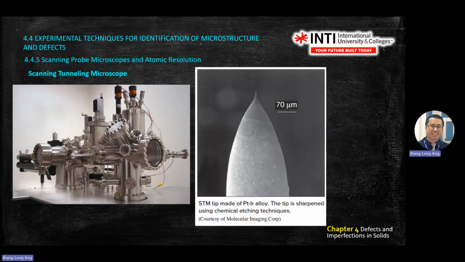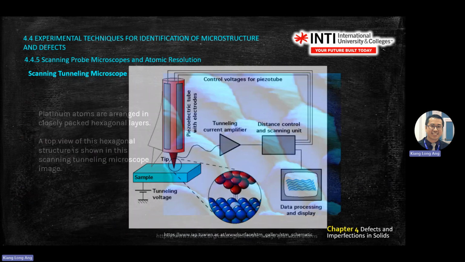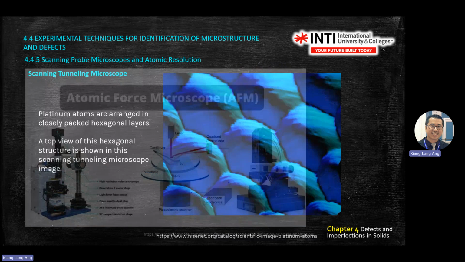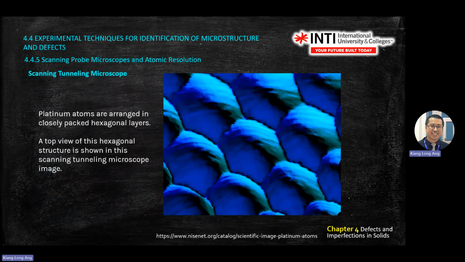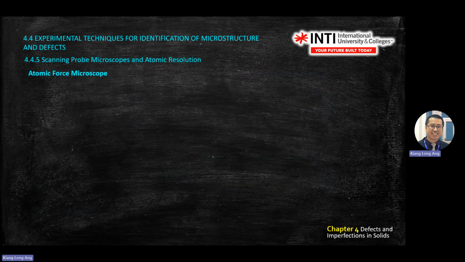Some more advanced ones like this, normally in the NASA lab, you'll see there's a tip of this 70 micron, and so on. So these are the images that you can get. This one you read. This one is for your info.